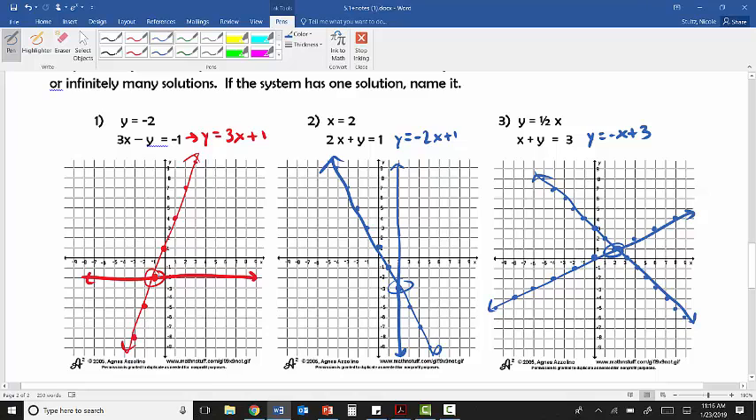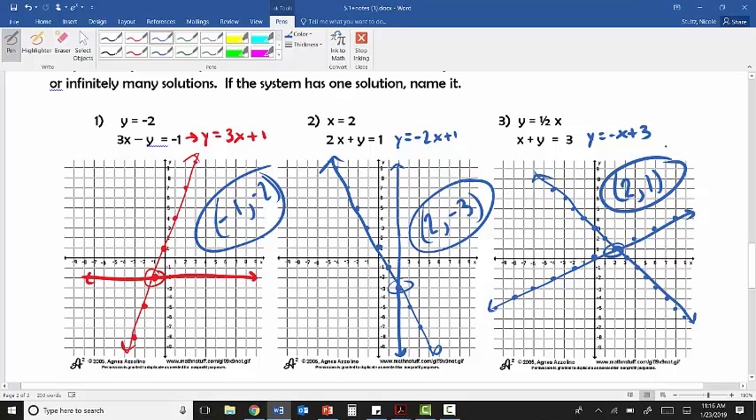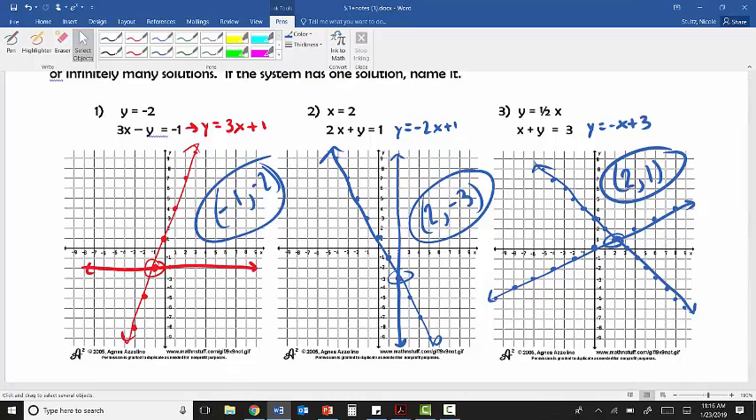At -1, -2, these lines intersect. So that ordered pair is the one and only solution. At this one, they intersect at 2, -3. That is the only solution. And at this one, they intersect at 2, 1. So that is the only solution to that system. And if I were to plug these values into both equations, you'll see that it works for both of them. It's just that graphing is a lot quicker.